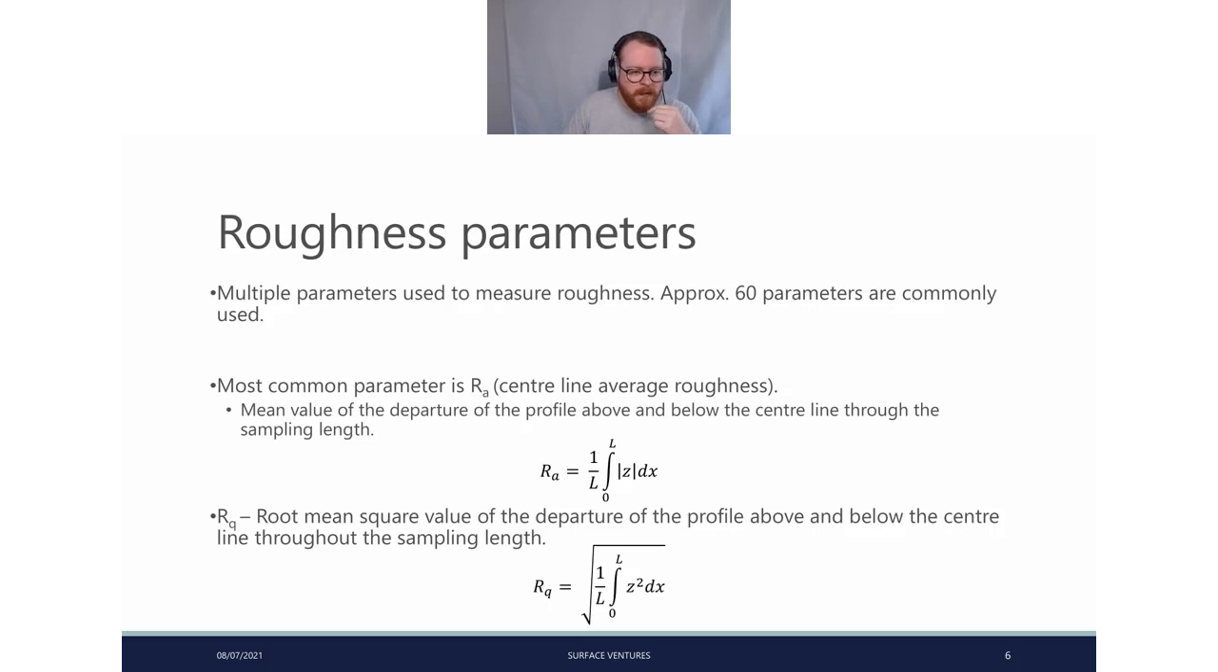So it's the mean value of the departure of the profile above and below the center line. Essentially we define our center line through the profile, and then it's the mean value of both the peaks and troughs from that center line. And then we have the root mean square of that throughout the sampling length. Both of these are quite good parameters to use and are relatively informative of your surface roughness. There are others such as skewness and various others. If you feel you require those, I won't detail them here. You can look into them.